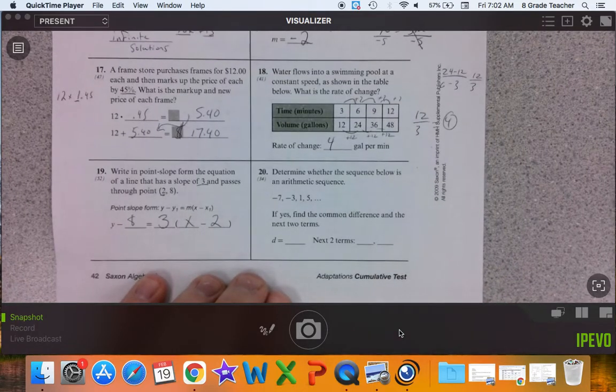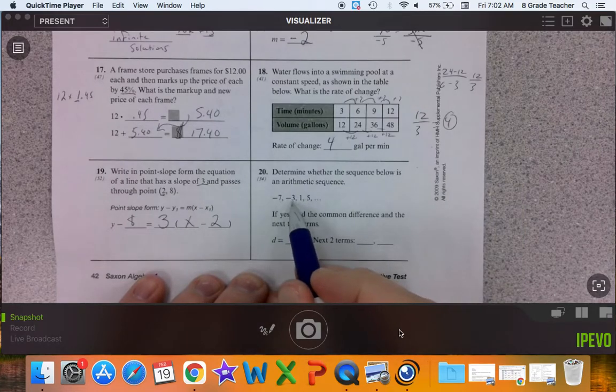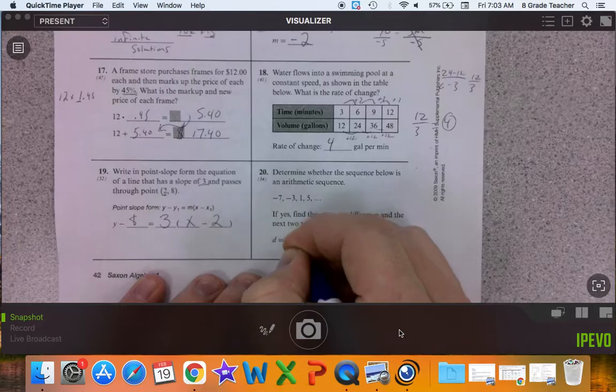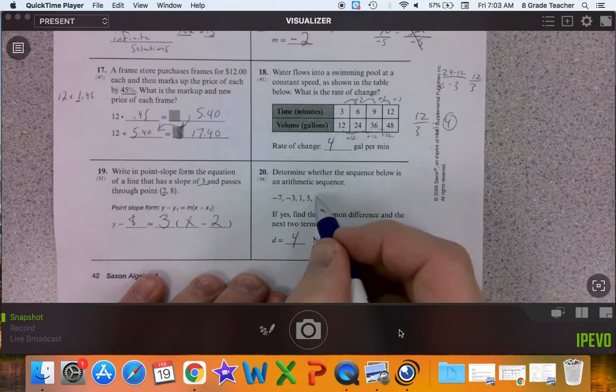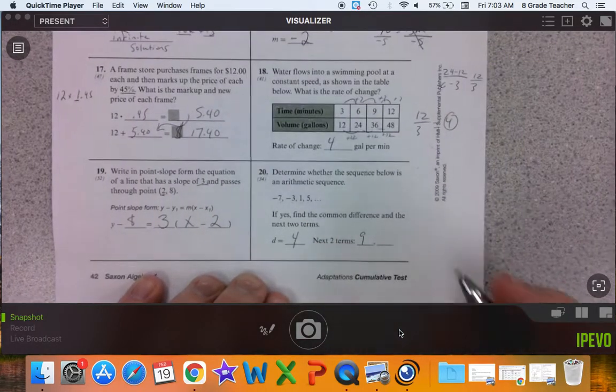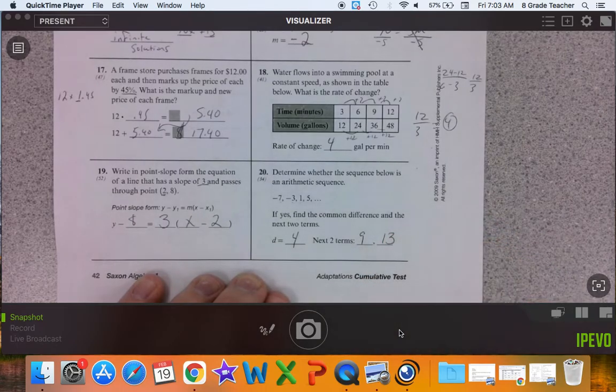Last problem, number 20. Determine whether the sequence below is an arithmetic sequence. Remember, it's an arithmetic sequence if it has a common difference. And we look at this, -7 to -3, the difference was +4. -3 to +1, +4. 1 to 5, +4. So our difference is 4. If we kept that sequence going, 5 plus 4 is 9. 9 plus 4 is 13.